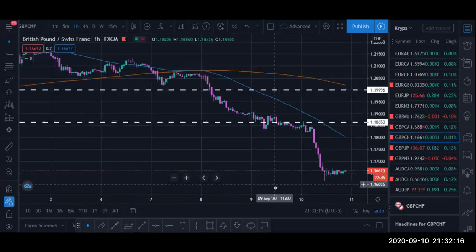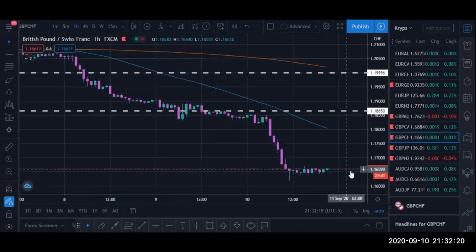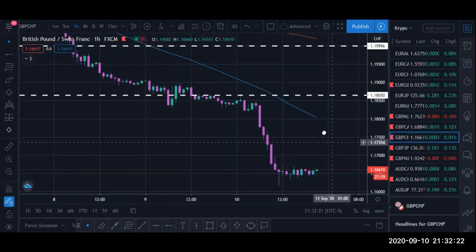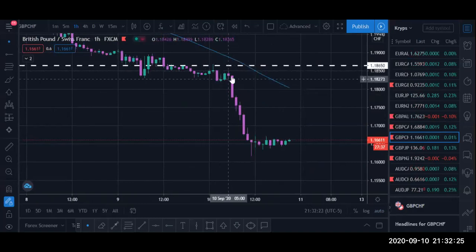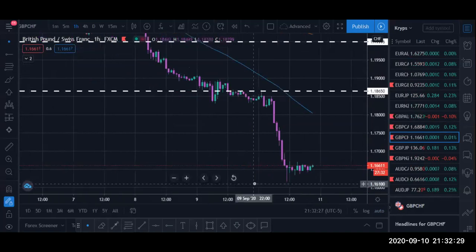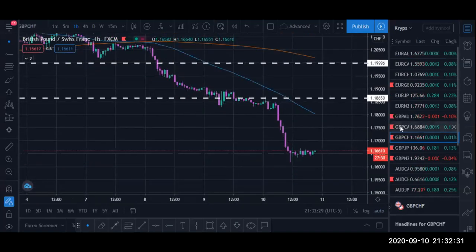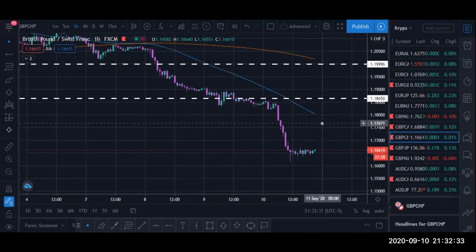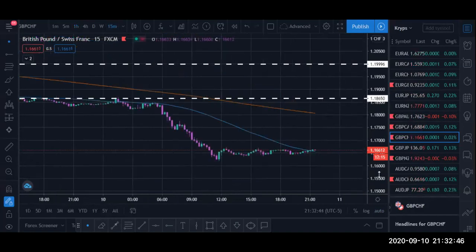GBP CHF. All right, that buy, I ain't gonna lie, the ideal target that I want to hold it to, if I did take it, would be right here. Because we're still sliding, and I know we do need to retrace. As far as the strengths, I know the pound is weak, and it definitely needs to retrace for a little minute. Let's go down to the lower time frame and see what we're looking at.